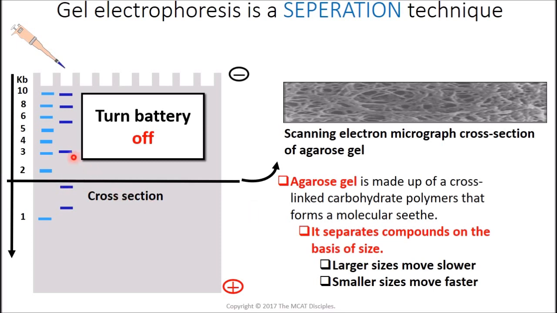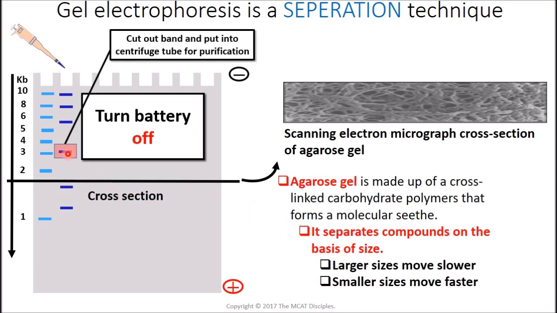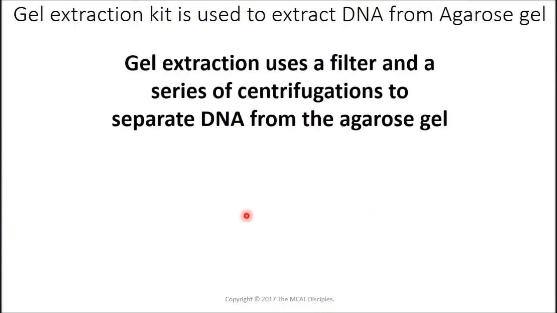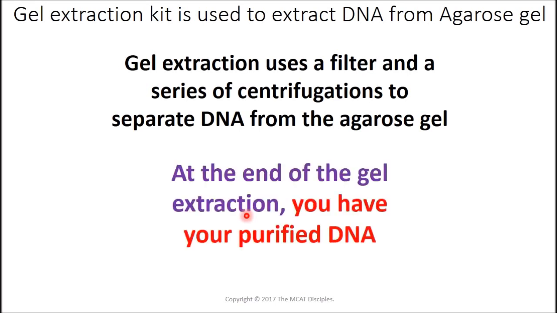Now, let's say our cDNA was this one right here. What we do is we cut out that band, our amplicon, and put it into the centrifuge tube for purification. With a gel extraction, you use the filter and a series of centrifugations to separate DNA from the agarose gel. At the end of the gel extraction, you have purified DNA. So let me show you that.